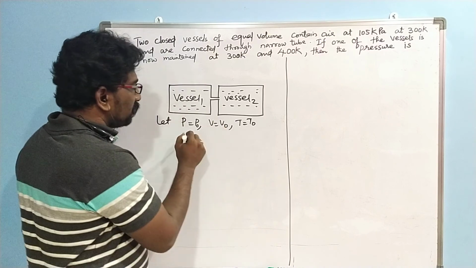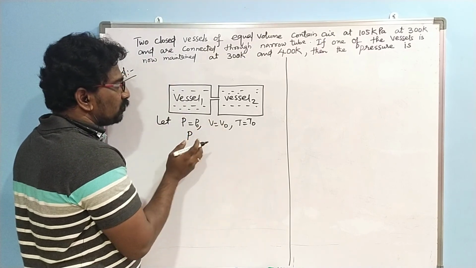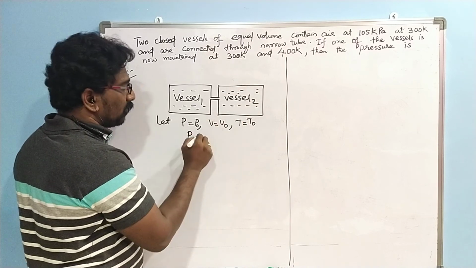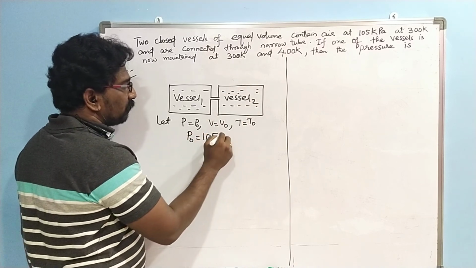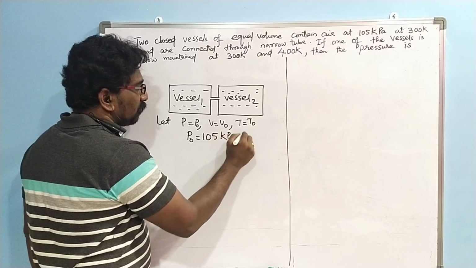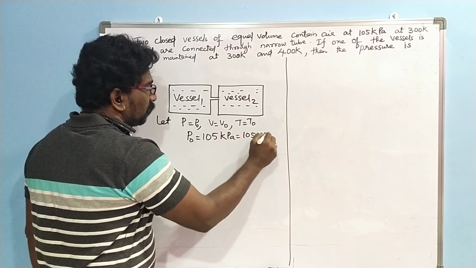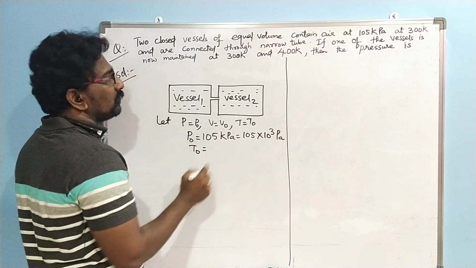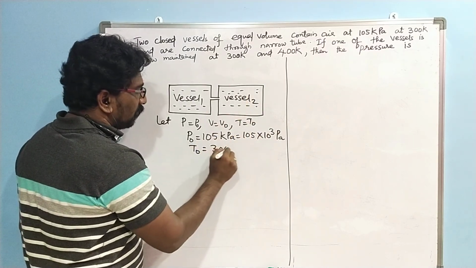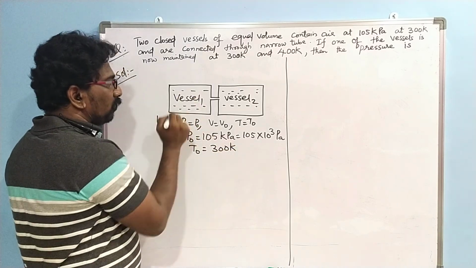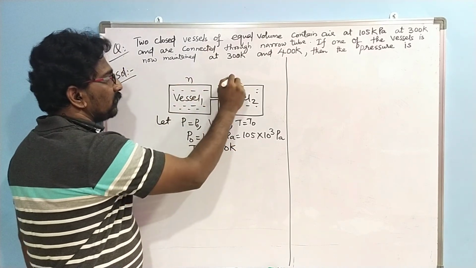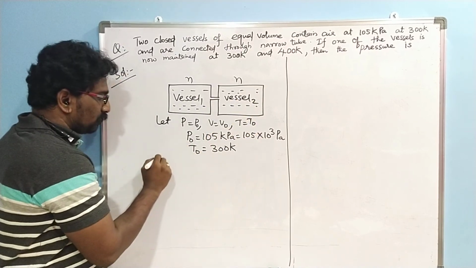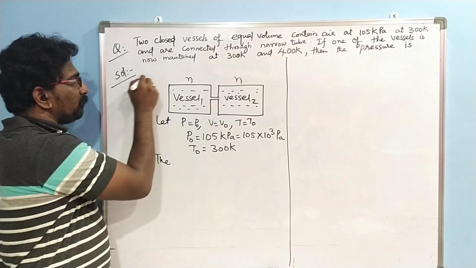Then, it is mentioned that the pressure P naught is equal to 105 kilopascal, that is equal to 105 into 10 power 3 Pascal, and the temperature is given, T naught is equal to 300 Kelvin. Let the number of moles in the first vessel be N and in the second vessel be N. Then the total number of moles, and let this be case number 1.